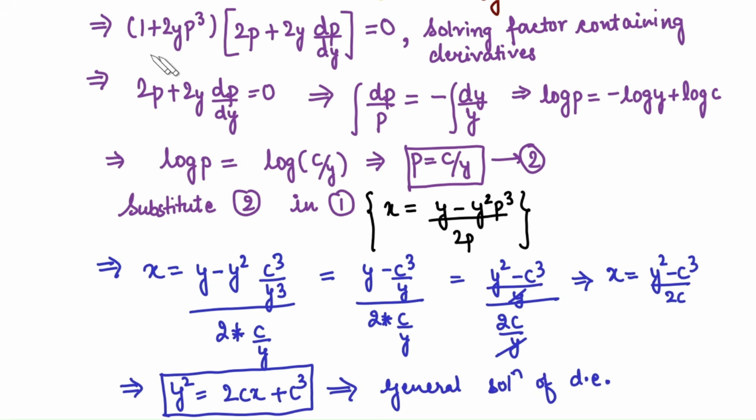Now the question may arise why we are not solving this factor. This factor gives the singular solution, but as per the question we need a general solution. The general solution is obtained from the factor which contains the derivative. Let's take one more example.